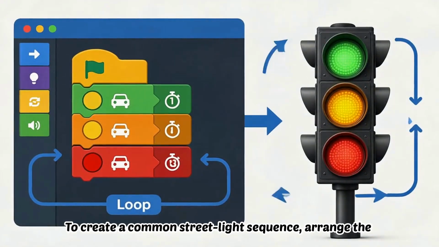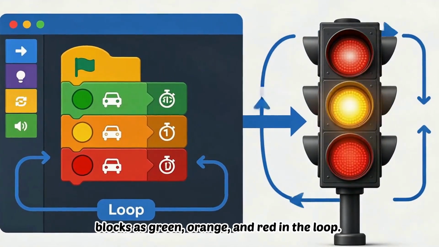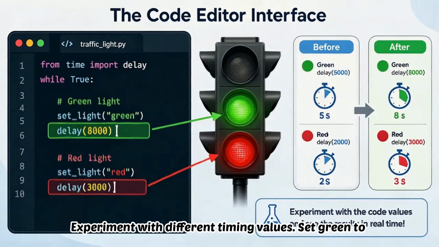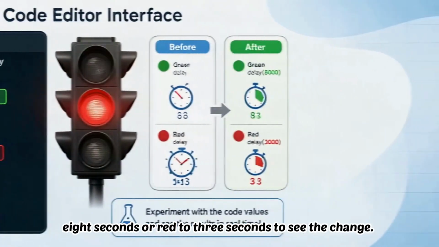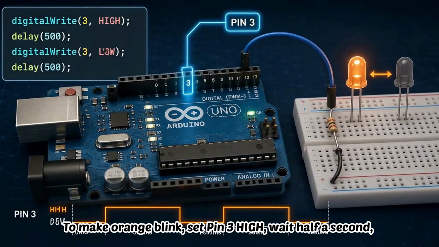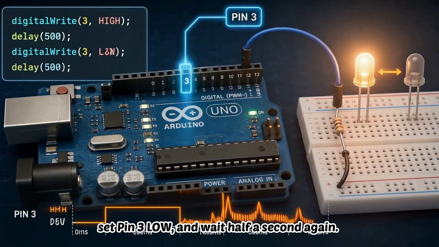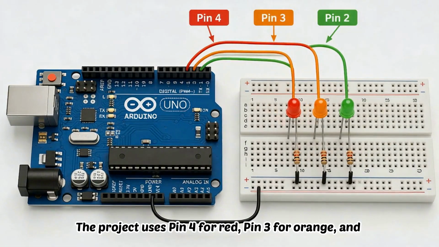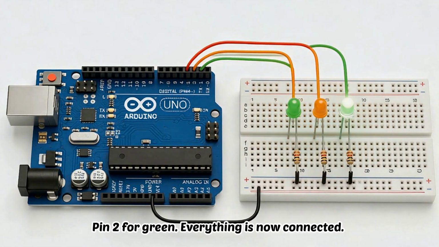To create a common streetlight sequence, arrange the blocks as green, orange, and red in the loop. Experiment with different timing values. Set green to 8 seconds or red to 3 seconds to see the change. To make orange blink, set pin 3 HIGH, wait half a second, set pin 3 LOW, and wait half a second again. The project uses pin 4 for red, pin 3 for orange, and pin 2 for green.